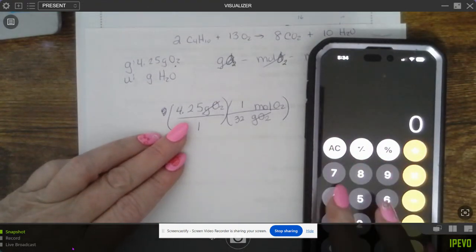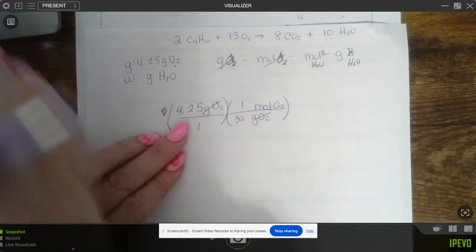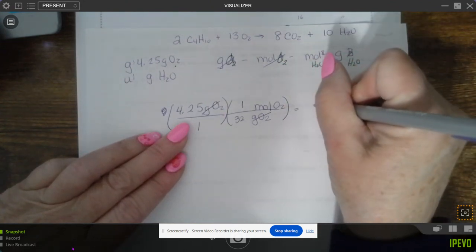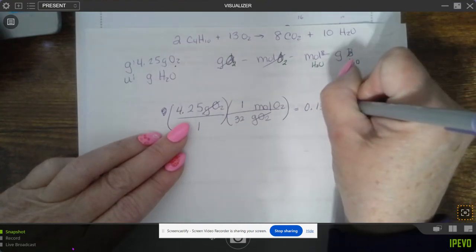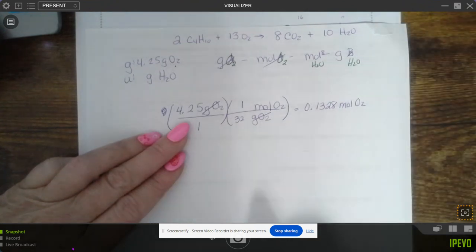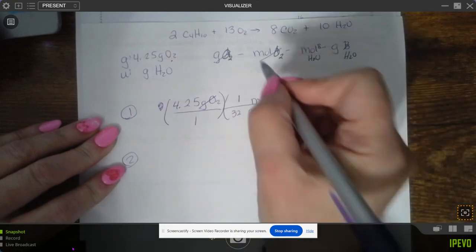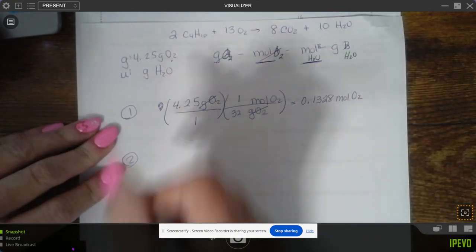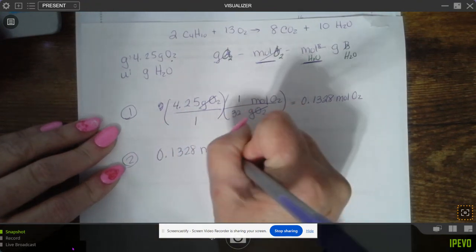And I'm going to do 4.25 divided by 32. 0.1328. And I'm going to carry just a couple of digits because, you know, as Mr. Allen says, YOLO, you only round once. So I'll round when I get to my final answer. So this is moles of oxygen. Okay, so now that was step 1. Step 2, I want to go from moles of oxygen to moles of water. Okay, so 0.1328 moles of oxygen.